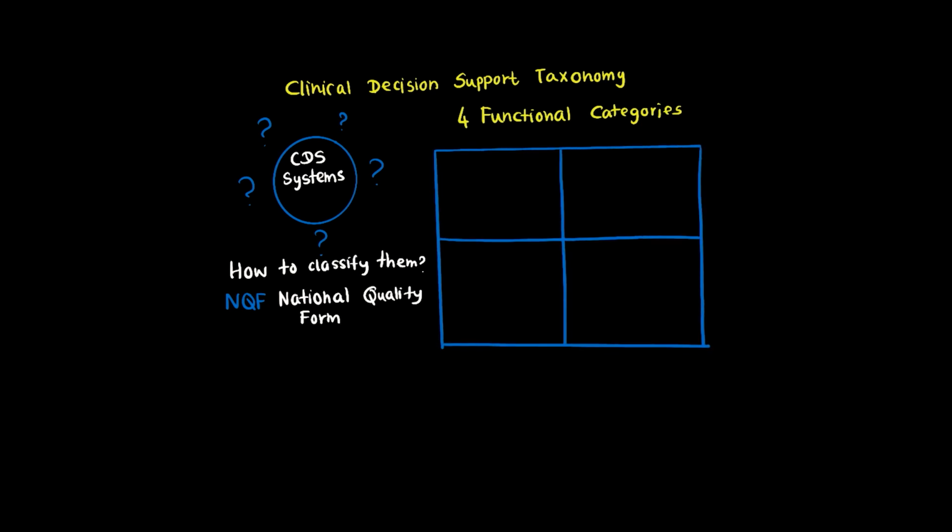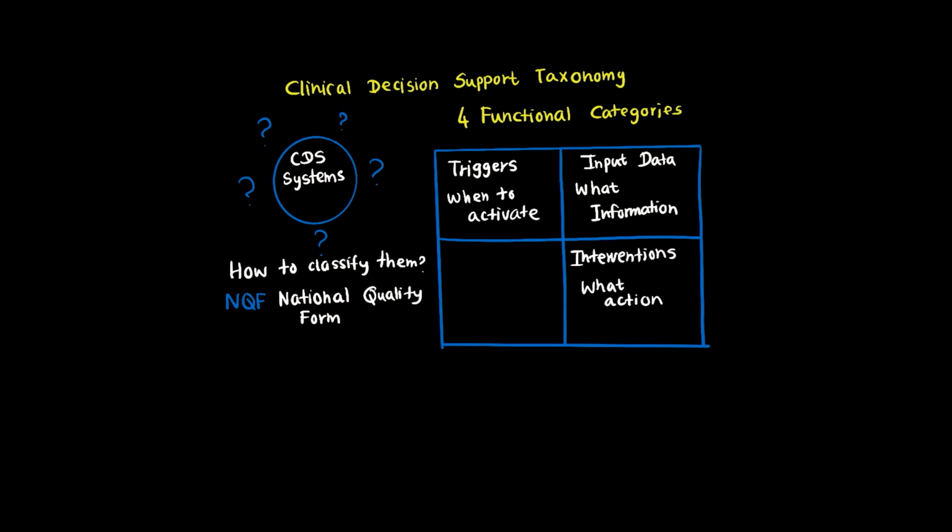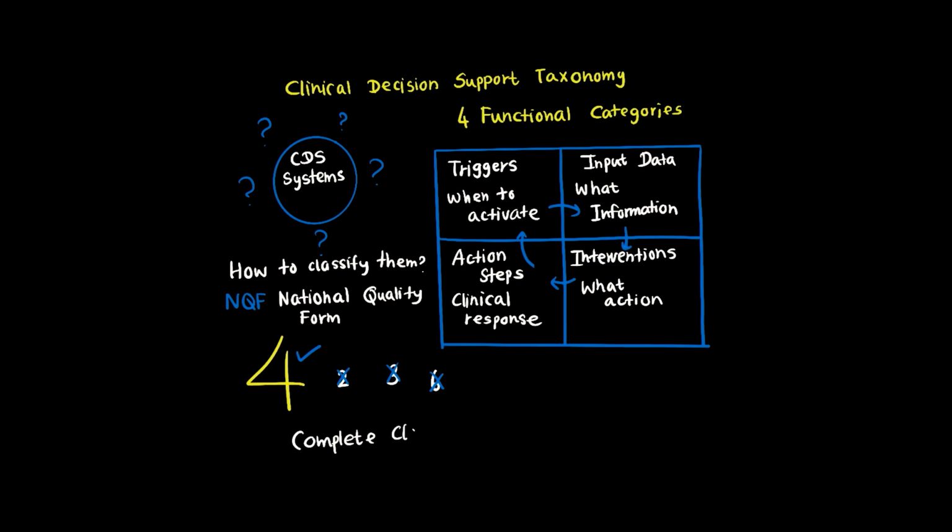Triggers determine when the CDS activates, what event or condition sets it off. Input data defines what patient information feeds into the system. Interventions describe what action the CDS takes. Does it alert, suggest, or display information? And action steps specify what the clinician needs to do in response. Think of it like a smart home security system. Motion triggers it, camera data inputs, an alert sounds as intervention, and you take action. Not 2 categories, not 3, not 6. Exactly 4 functional categories that comprehensively classify how clinical decision support systems operate.